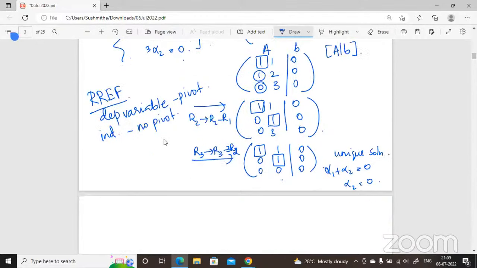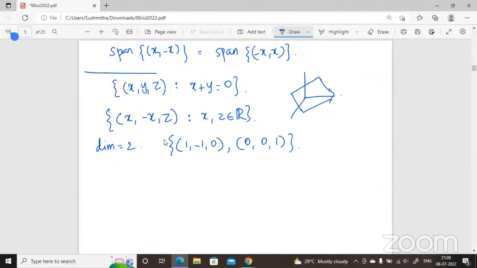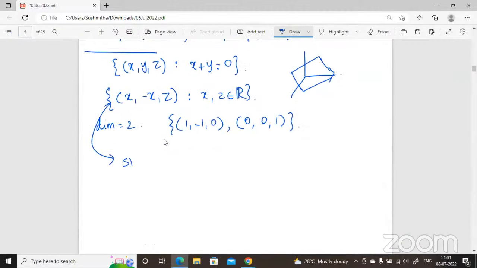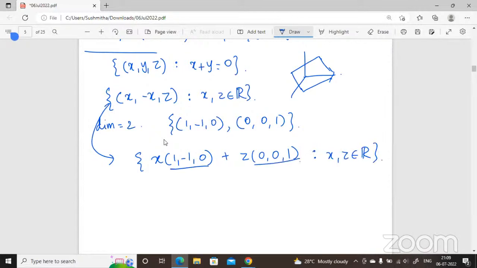So how can we write this set? I can write it as x times 1 comma minus 1 comma 0 plus z times 0 comma 0 comma 1, such that x and z vary. You just pick these two vectors. The set is already written as the span of these two vectors, which is why I'm able to write it as x times this plus z times this. And these two vectors are also linearly independent, so it forms a basis.